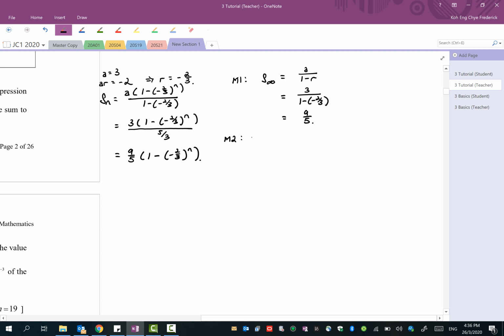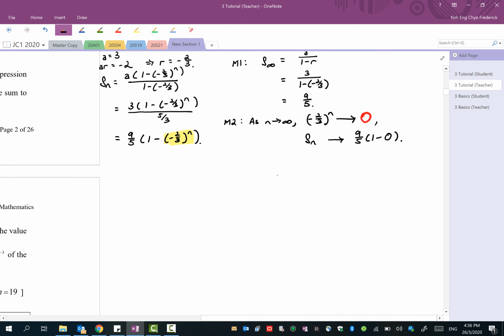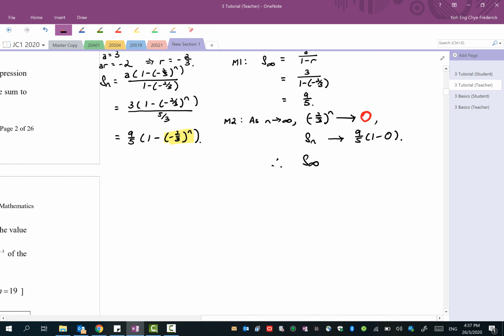Method 2, it'll be good if you understand the analysis. Can you see that as n approaches infinity, what happens? If you look at this term, as n approaches infinity, we know that -2/3 to the power of n goes towards 0. So when this happens, Sn will go towards 9/5 times 1 minus 0. Therefore, we know that S infinity is equals to 9/5.